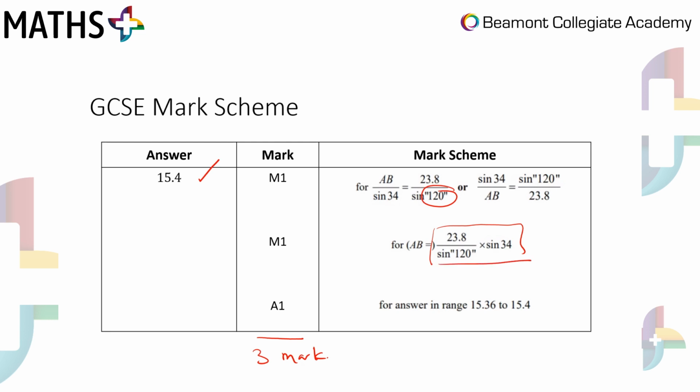And again, still notice that 120 is in speech marks. So if we worked out that 120 wrong at the beginning of the question, we worked out that third missing angle, we're still getting the majority of the credit. And then the final mark for an answer between 15.36 and 15.4.